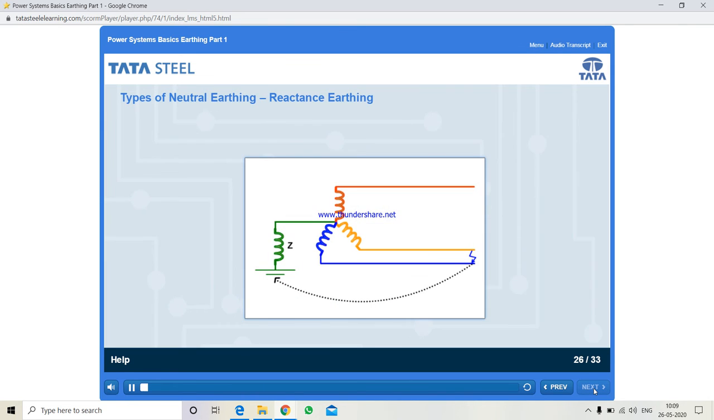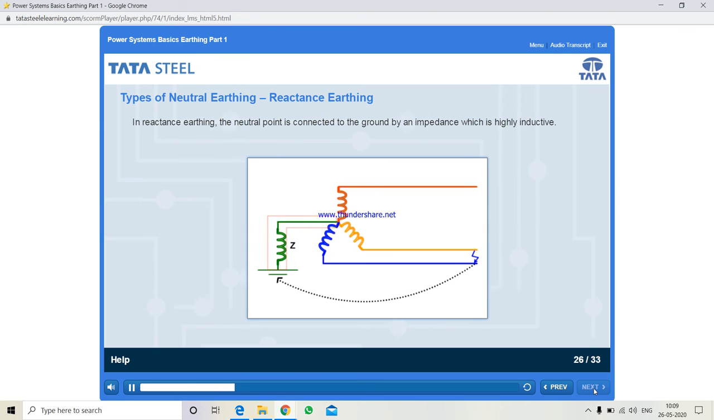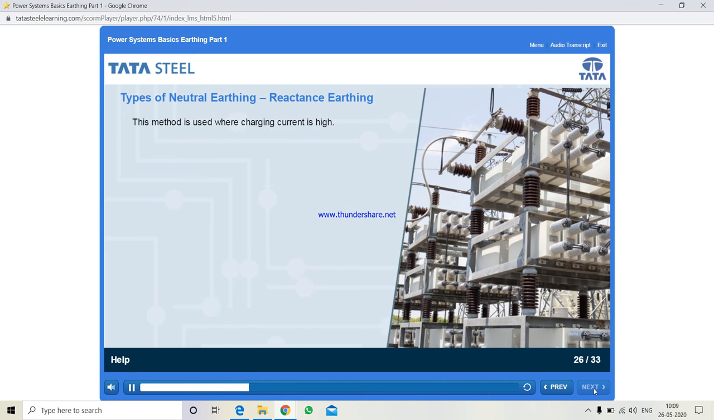Moving on to the next type, we have reactance earthing. In reactance earthing, the neutral point is connected to the ground by an impedance which is highly inductive, as you can see in this diagram. This method is mostly used where the charging current is high, such as in capacitor banks, and line reactors used for voltage control of transmission lines, etc.